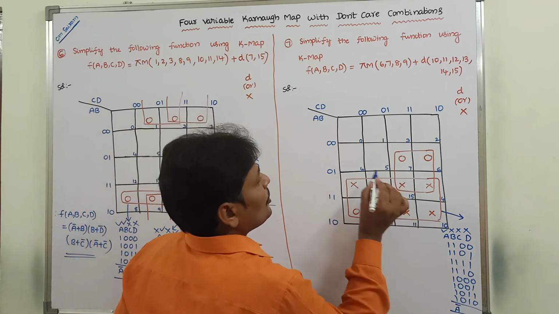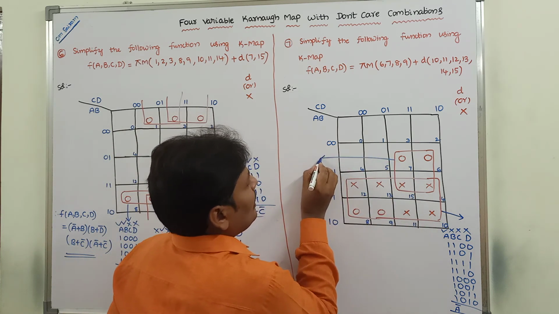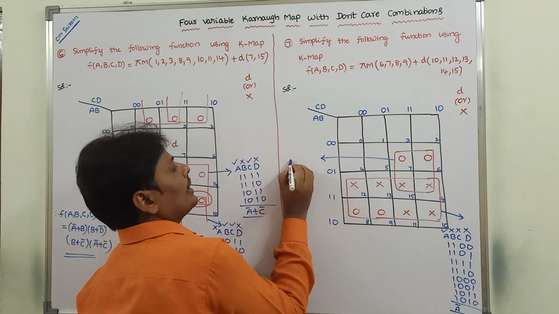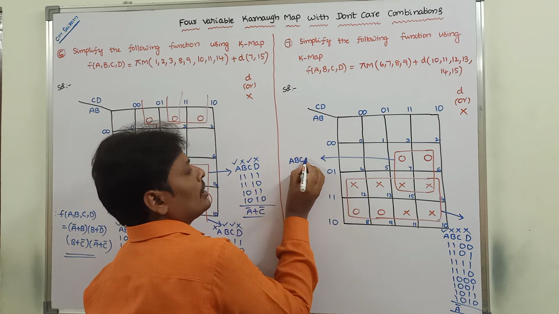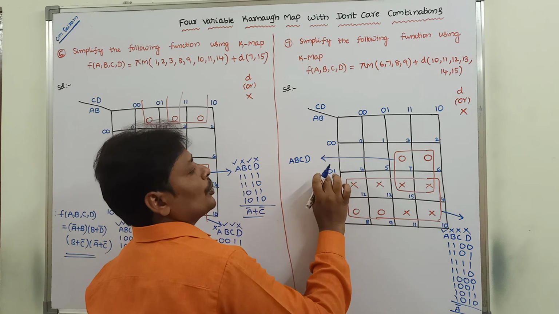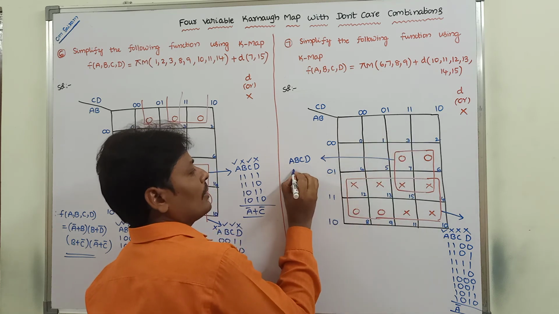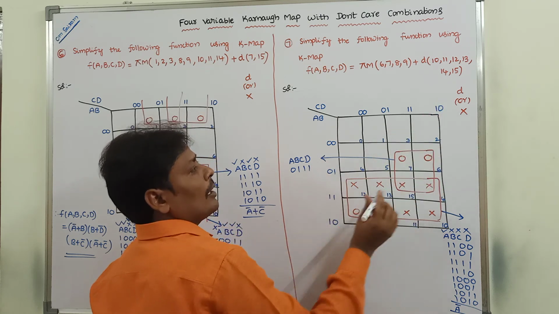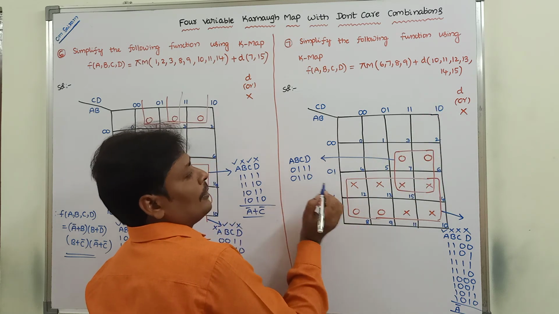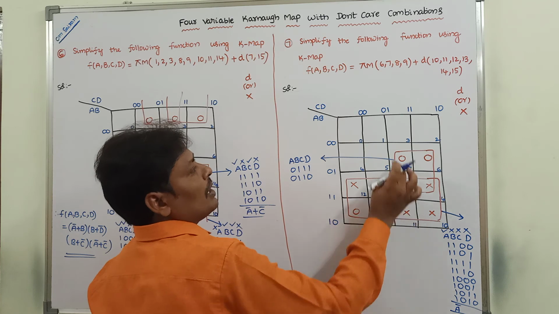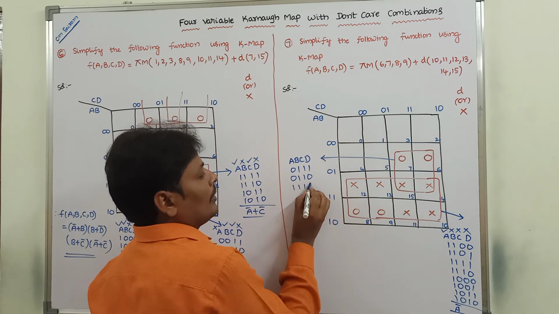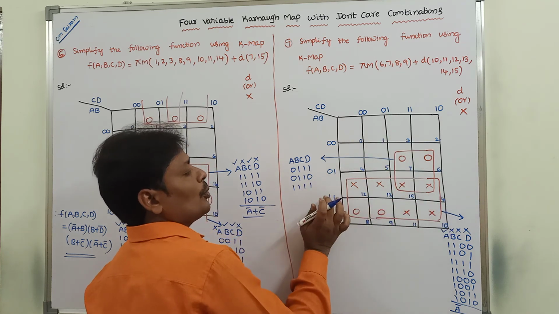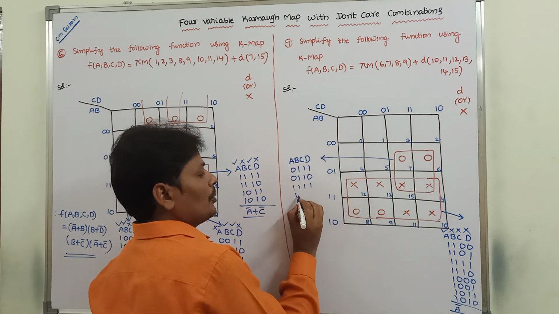Next one. What is the expression we are getting for this part? A, B, C, D. For this 0, row wise 0 1, column wise 1 1. For this 0, row wise 0 1, column wise 1 0. For this don't care, row wise 1 1, column wise 1 1. For this don't care, row wise 1 1, column wise 1 0.